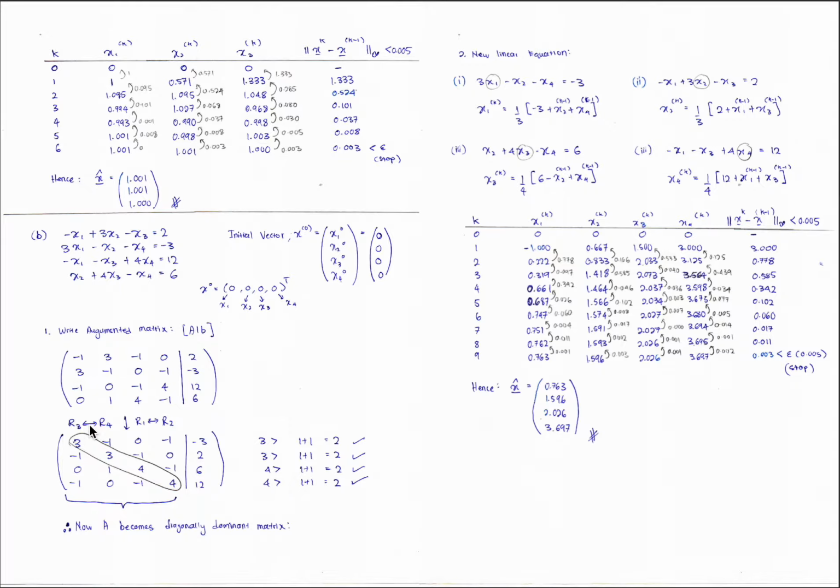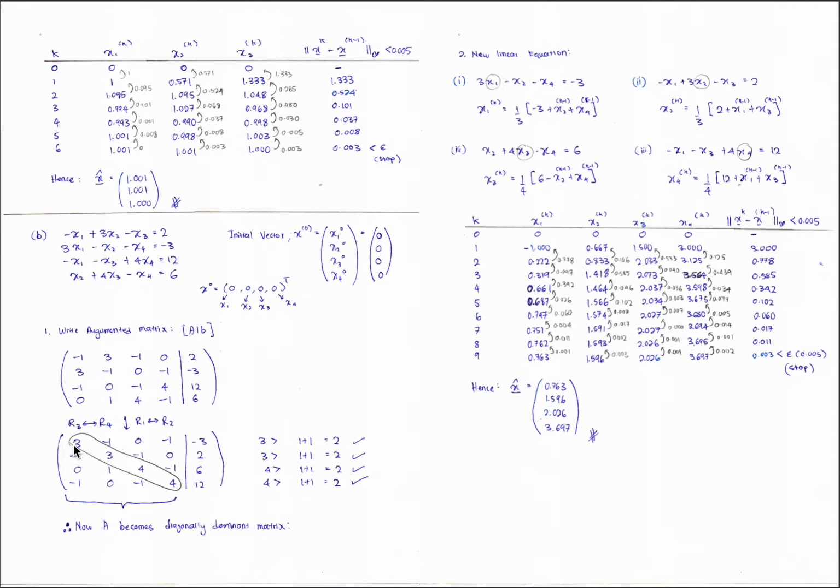We exchange row 3 with row 4 and row 1 with row 2. So we get this new form of matrix. So we check the matrix A: 3 is the maximum value in its row, 3 also maximum in its row, 4 also the maximum value of its row, and here 4 also the maximum value of its row. So we get the diagonally dominant matrix.